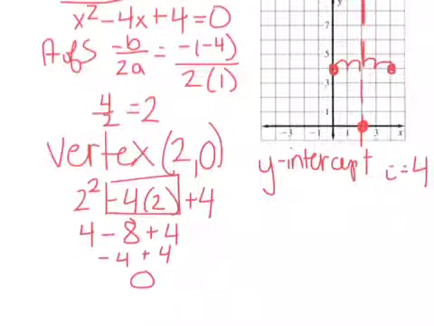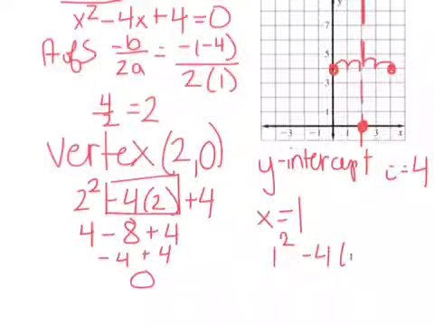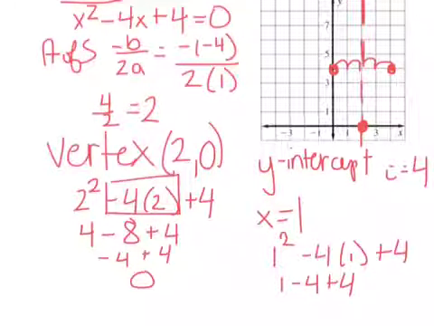Okay, so to find those 4th and 5th points, I need to pick one more x-coordinate. And for this graph, in between those 2 points I already know, I have 1. So I'm going to choose x equals 1. And when I sub in 1, I have 1 squared minus 4 times 1 plus 4, which gives me 1 minus 4 plus 4. Okay, and when I solve that, I have negative 3 plus 4, which is 1. So I'm going to have a dot at 1, 1.